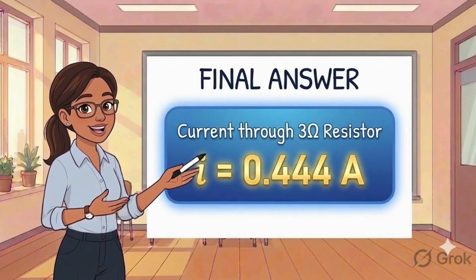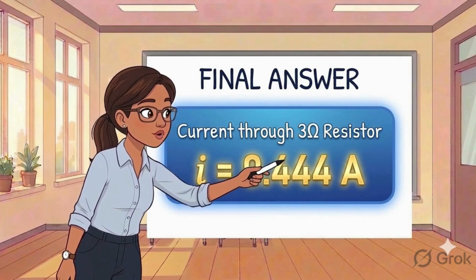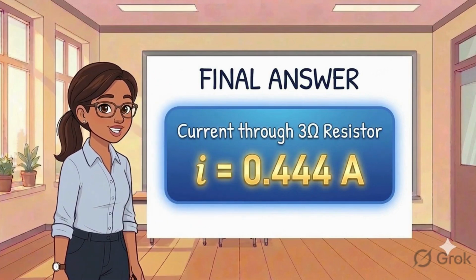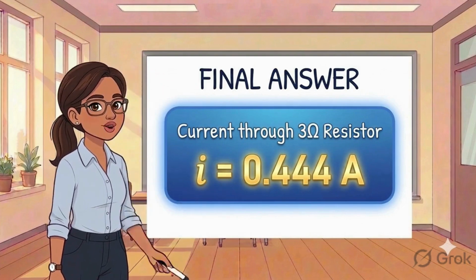Excellent! We've successfully solved the problem using the node voltage method. The current through the 3-ohm resistor is 0.444 amperes, flowing in the assumed direction. Remember, if the value had been negative, the direction would be reversed. Keep practicing node voltage analysis to master circuit solving.